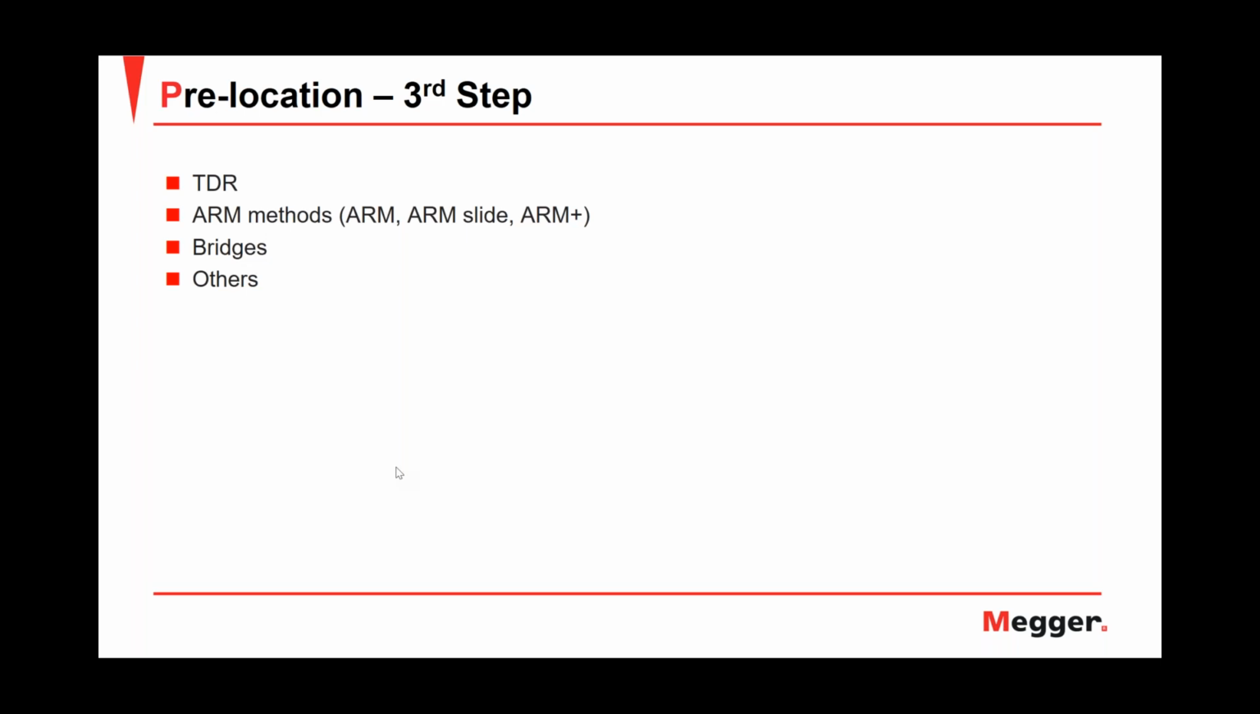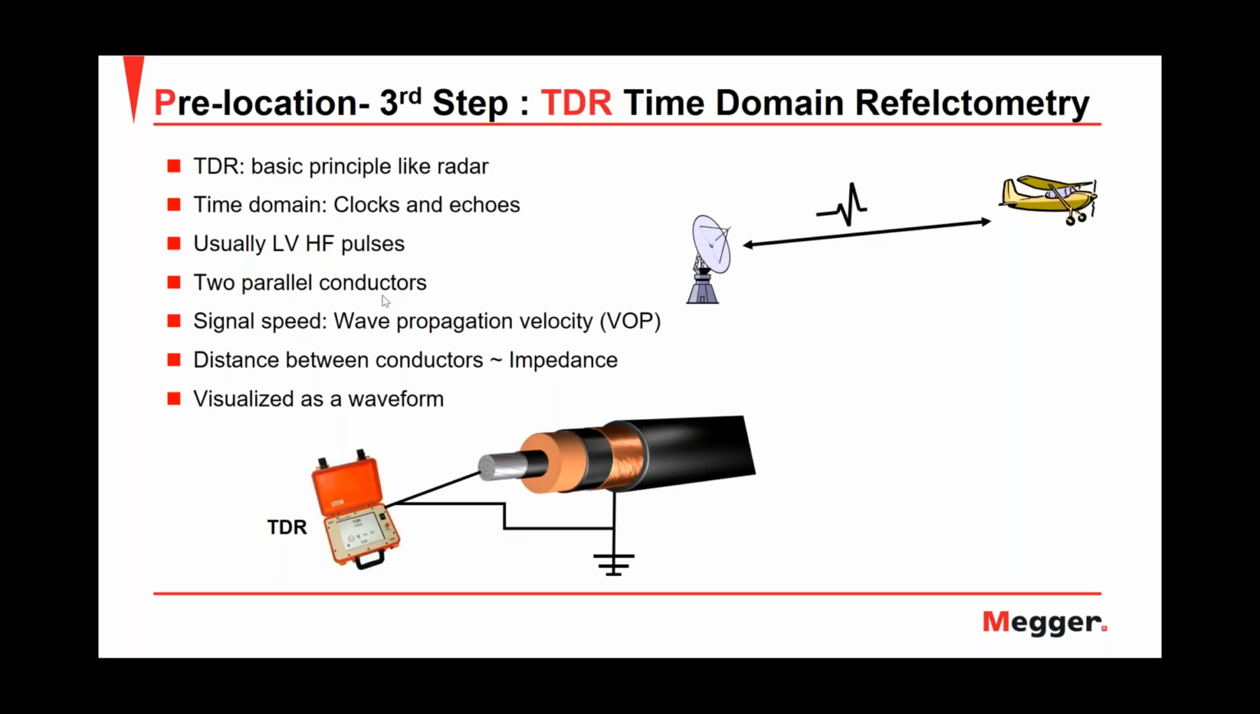As I said in the first slides, the prelocation is pretty much like a toolbox in which I will use the best tool for the fault I have in my cable. In the case of this webinar, I will talk only of two tools, the TDR and the error reflection method. So let's start talking of the TDR, also called time domain reflectometry.